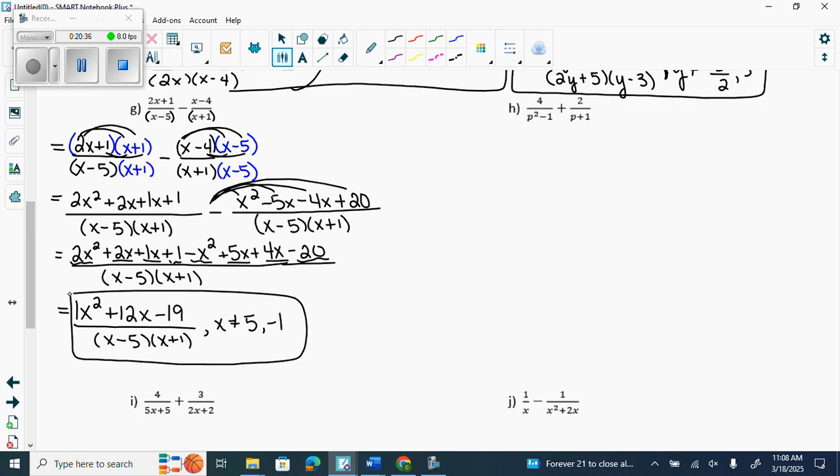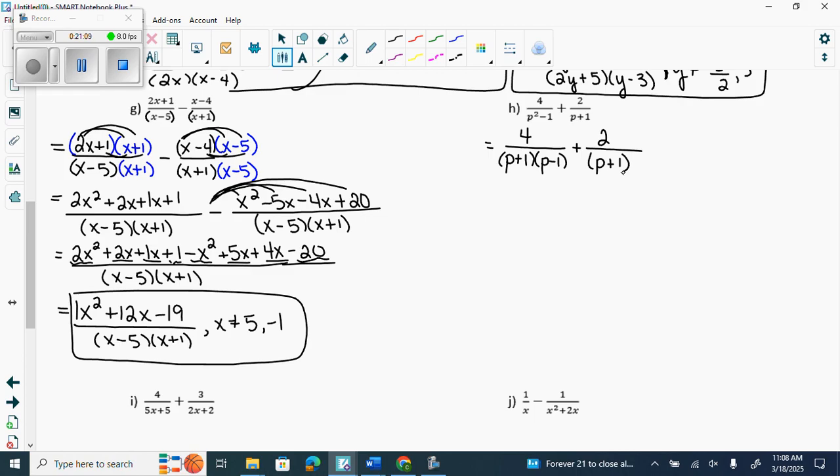So, p squared minus 1 is a difference of squares, so we're going to deal with that first. We're going to get 4 over (p plus 1)(p minus 1) plus 2 over p plus 1. So we have 2 binomials on the left, 1 binomial on the right. Do we have any binomials in common? Yes, but not both. So in common, we have a p plus 1 on both sides.